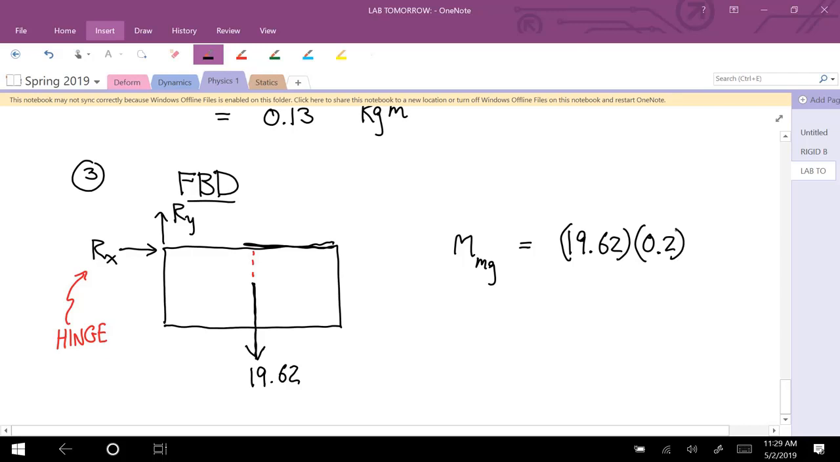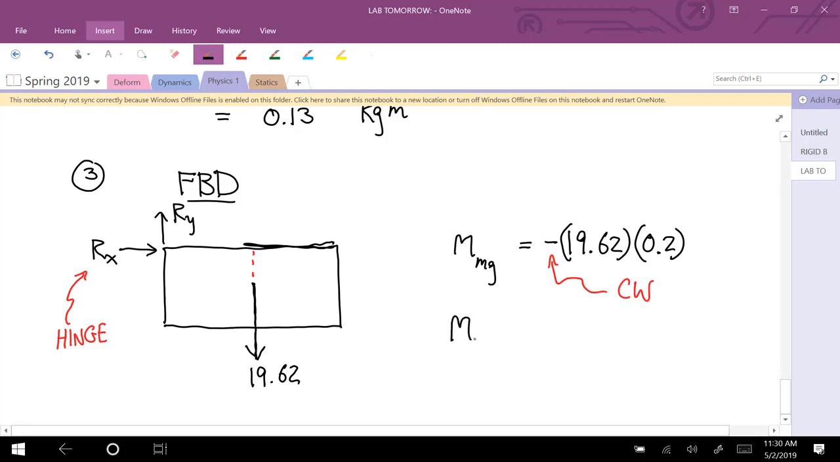And the last thing you have to do is figure out, since this is our about point, imagine it's free to rotate around this point. Would this force make it rotate clockwise or counterclockwise around A? Clockwise, so is it positive or negative? Yep, so negative, and that's because it's clockwise. And we have to do this for every force.